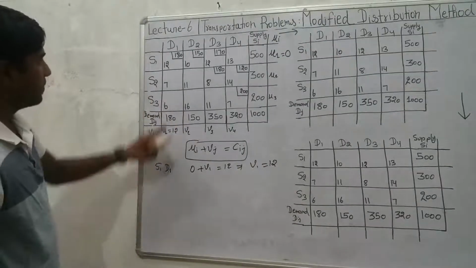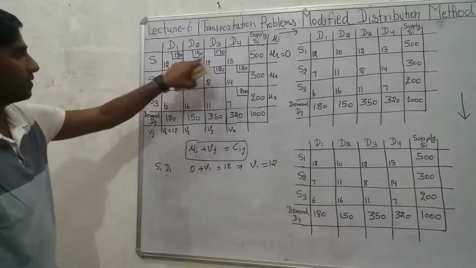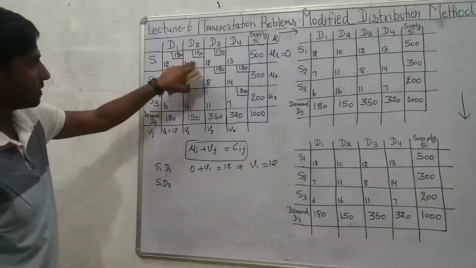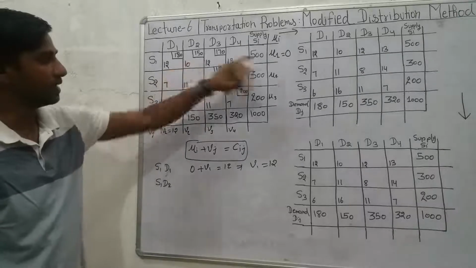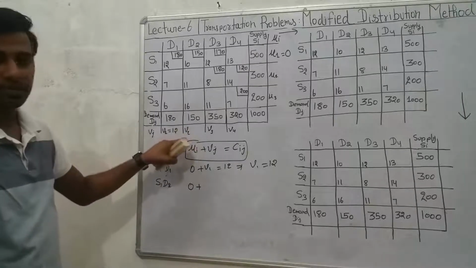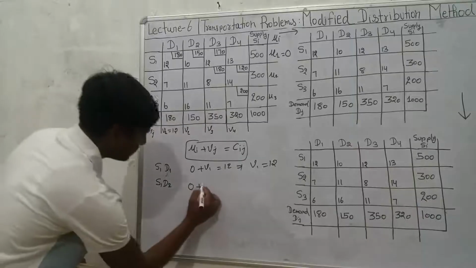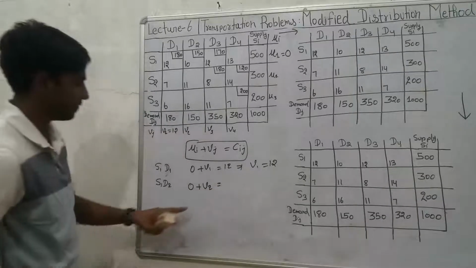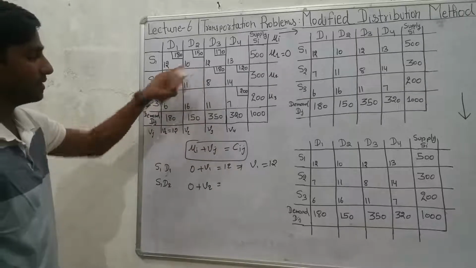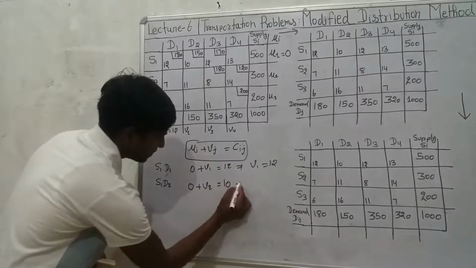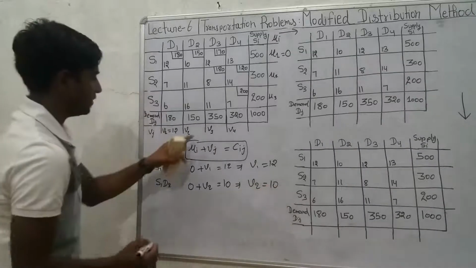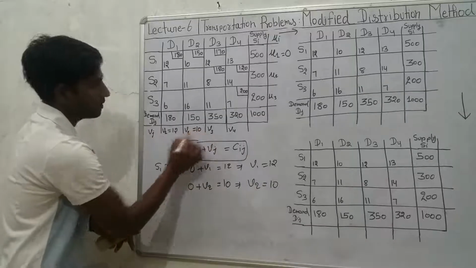Now come to the second occupied cell of this row, that is S1 D2. For this particular cell, what is the value of ui? That is u1. It is 0 again. What is the value of v2? Still we don't know the value of v2, so put it as it is, v2. And for this particular cell, what is the value of Cij? It is 10, per unit cost of transportation. So according to this equation, what would be the value of v2? It is 10. So v2 would be equal to 10.